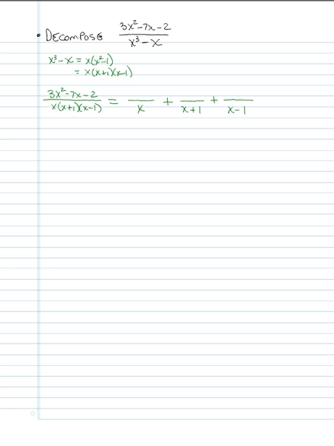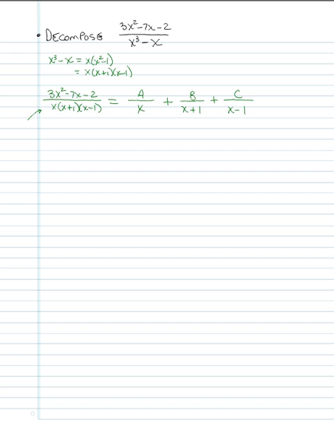Now, in each of these cases, the denominator is a linear factor, a linear function. And so the degree of the numerator will be 1 less, which means the degree of the numerator is going to have to be 0, which means in each case, the numerator is just a number, a constant. Okay, now that we have that done, we're going to multiply both sides by this denominator.